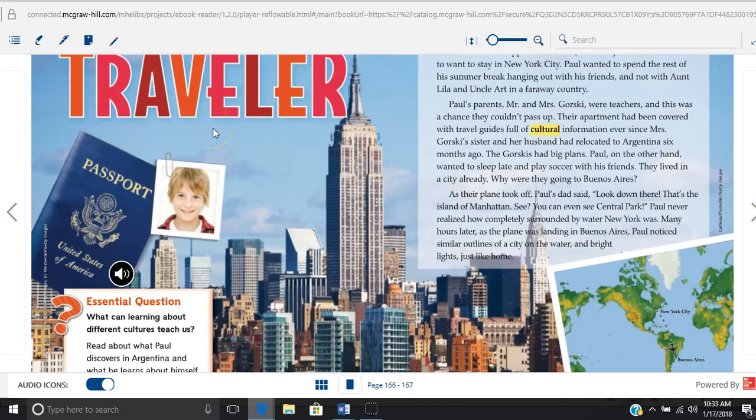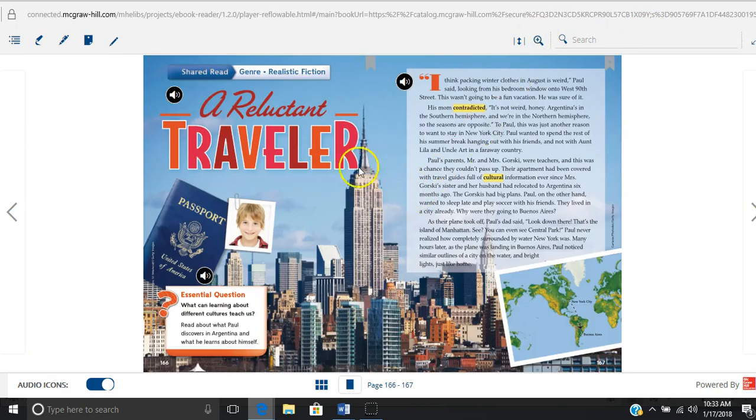The genre of this story is realistic fiction, which we've talked about quite a bit. Realistic fiction is, of course, a story that could happen in our lives, but the characters and the events are still made up. So this story is called A Reluctant Traveler. Now I'm going to let the story actually read itself to you because it'll highlight the words as we go along. So I thought that would be beneficial.